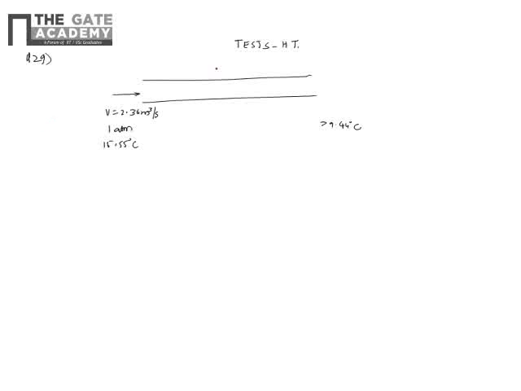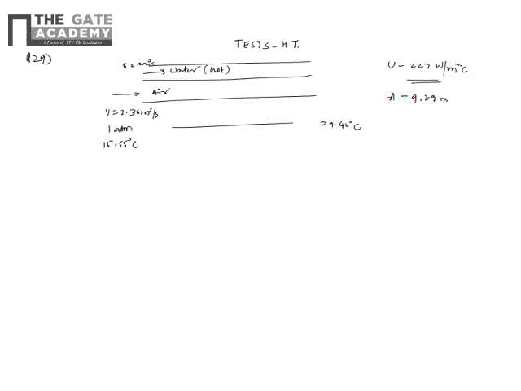Hot water enters at, so you have a thin tube exchanger. I am just drawing one of the tubes, and you have the water here and you have the air here. Water is hot, and hot water enters at 82.22 and then flows across the tubes, producing overall heat transfer coefficient U, which is 227 watt per meter square degree Celsius, and the total surface area is given as 9.29 meter square. So this is a parallel tube exchanger. Calculate the heat transfer rate.